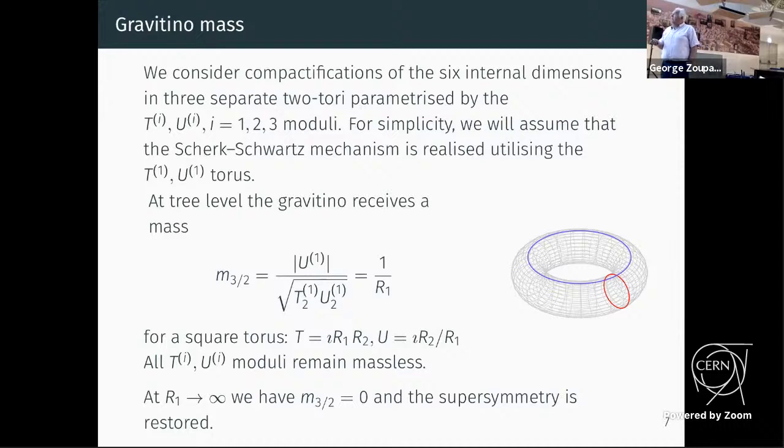In this scenario, if we consider, for example, compactification of 6 internal dimensions in 3 separate tori parametrized by Ti, Ui, which is the standard parameterization of the torus in string theory, and if we assume for simplicity that we implement the Scherk-Schwarz mechanism in the first torus, T1 U1, then the gravitino receives a mass exactly 1 over R1 for the case of a square torus, which is the simplest case. All moduli, Ti and Ui, of the three tori remain massless at tree level. Of course, in the limit R1 goes to infinity, we have m_3/2 equals 0, and supersymmetry is restored. So this, in very few words, is the Scherk-Schwarz mechanism I'm going to utilize in this scenario.